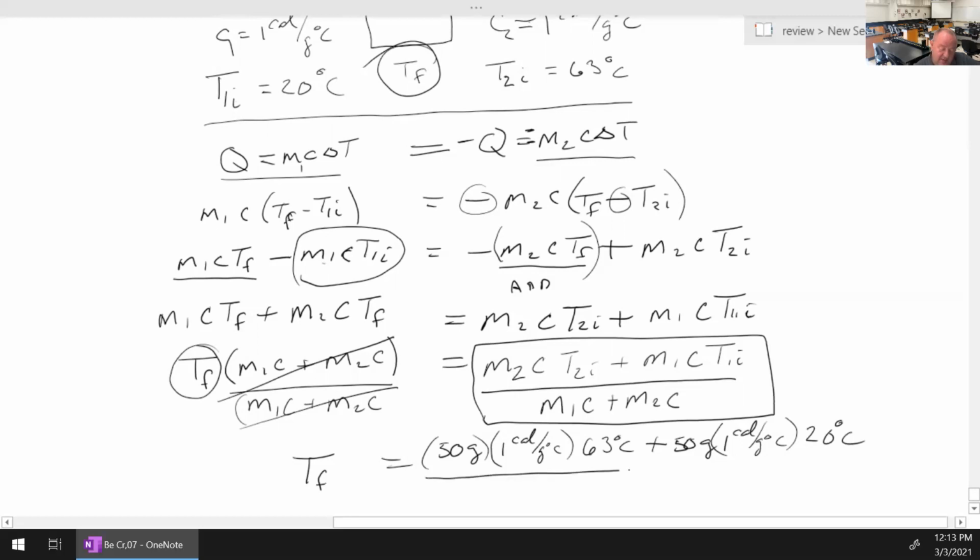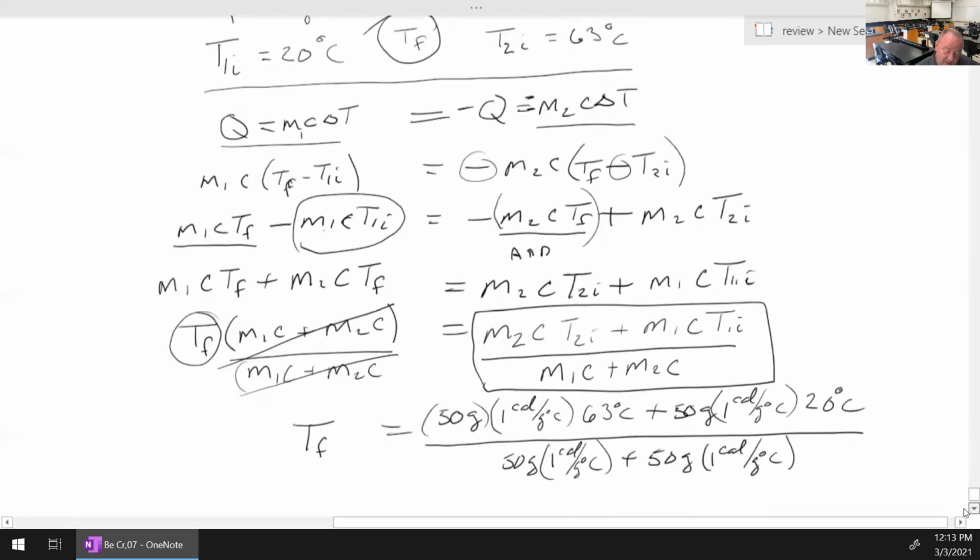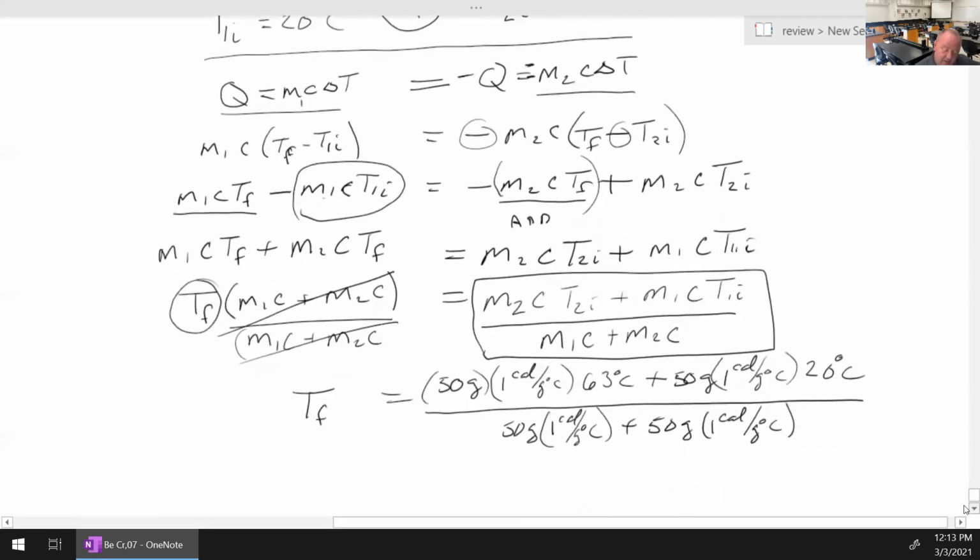Now I'm going to divide that whole thing by M1, 50 grams, multiplied by 1 calorie per gram degrees C. And M2 is 50 grams, multiplied by 1 calorie per gram degrees C. And the reason I've carried all that through to this point is because I want to look at the units. And when we're done, the units should be degrees C.